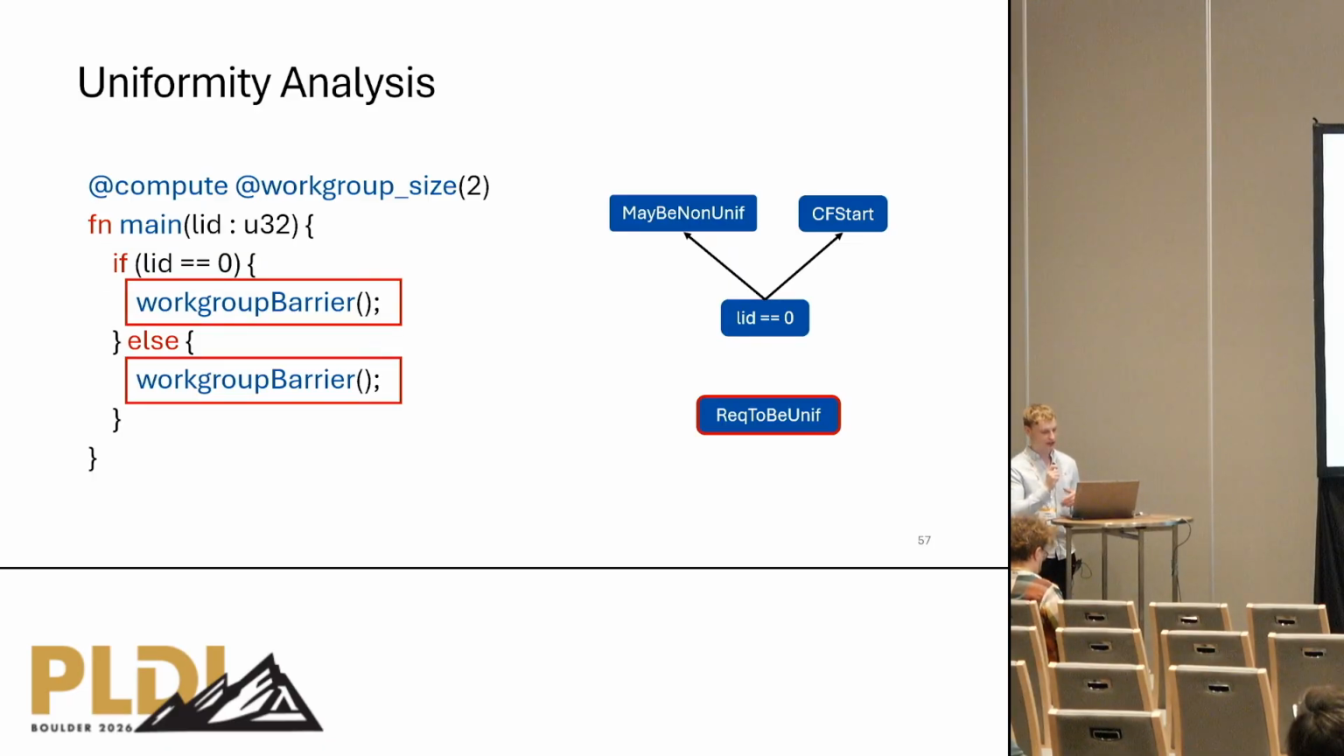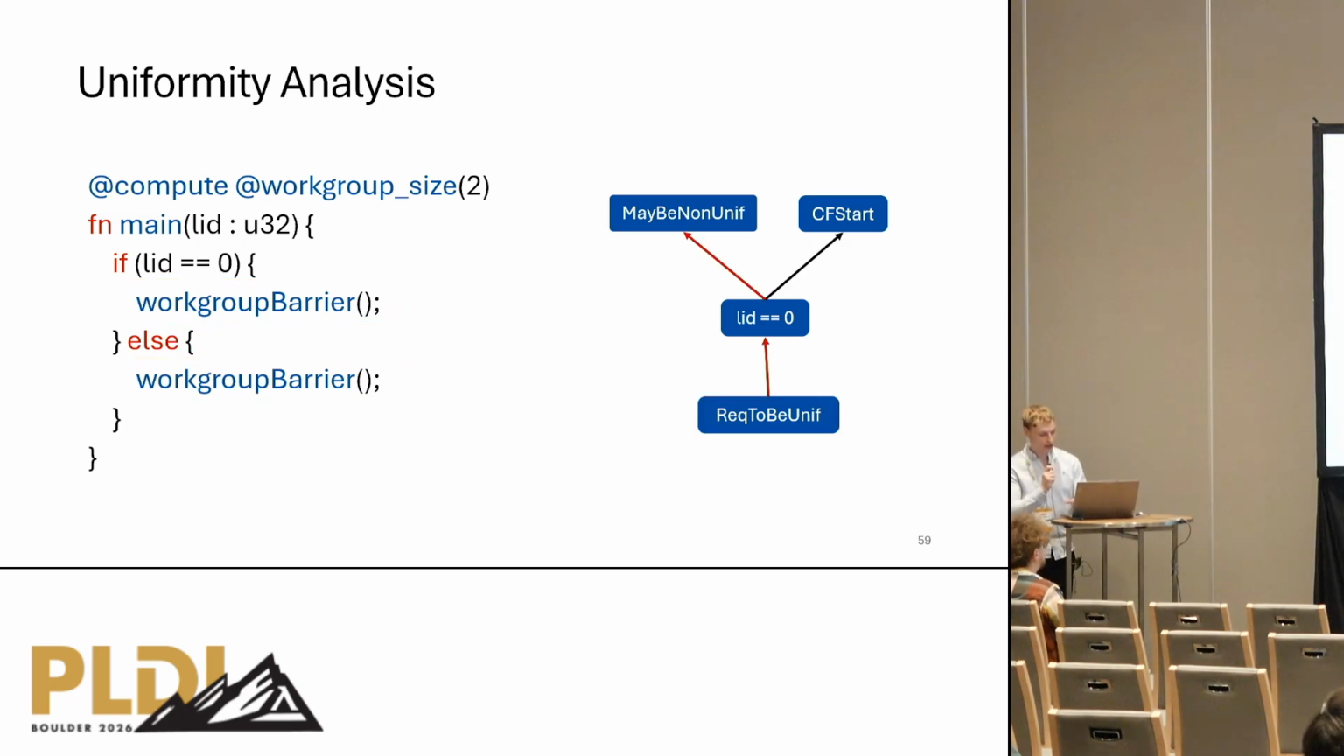Then we go on to analyze the barriers in the body of this if statement. Because a barrier must be called in uniform control flow, to indicate that, we add an edge from required to be uniform to LID is equal to 0, to say that whether control flow is uniform at this point depends on whether LID is equal to 0 evaluates to the same value in all threads. And so now you can see that we have this path from required to be uniform to maybe non-uniform. And this is bad. This will cause the shader to be rejected by the analysis, because some piece of control flow that must be executed by all threads may not be.